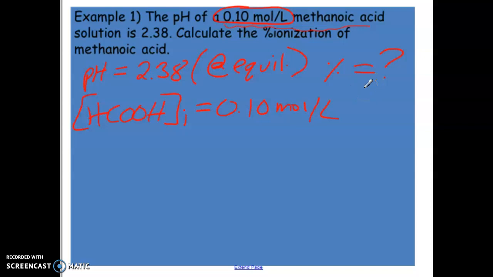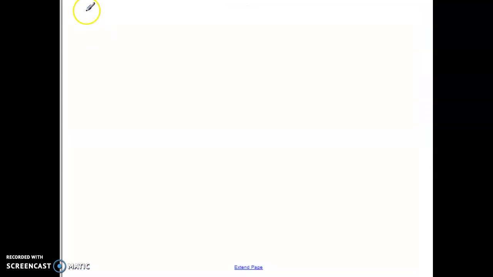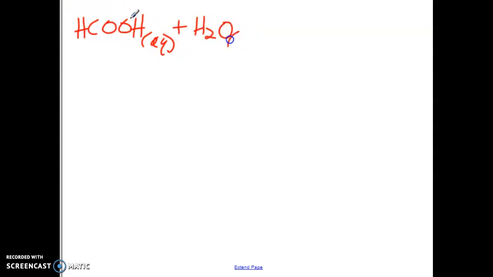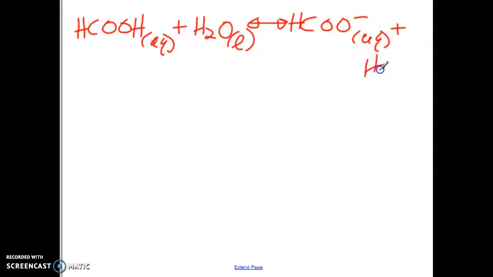Before we get into this, I'm going to continue on another page. We're going to write out our reaction, or our equilibrium. So here's our methanoic acid plus water, and that's going to donate. So we have HCOO-(aq) plus H3O+. Okay, so we have here our ice table.